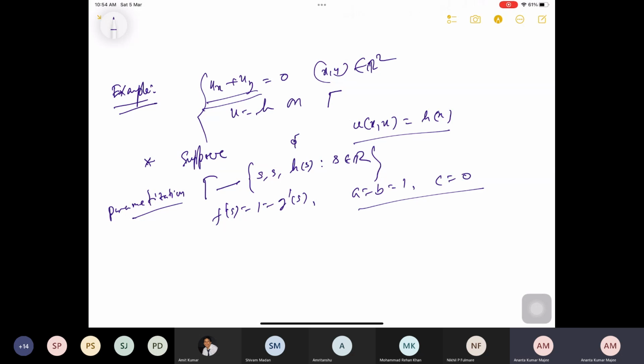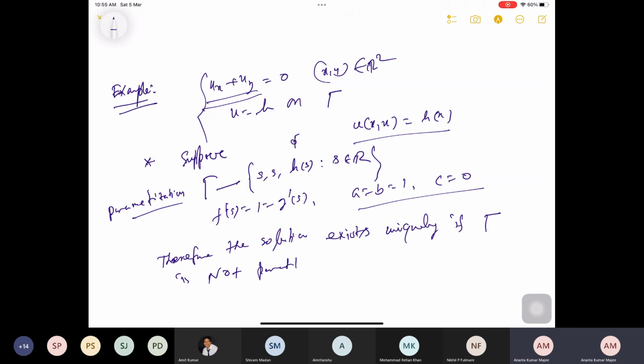So if the Jacobian is 0, you cannot say that it has a unique solution. So therefore, the solution exists uniquely if gamma is not parallel to y is equal to x.